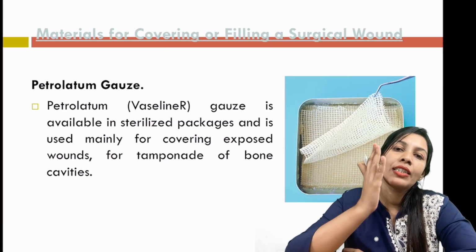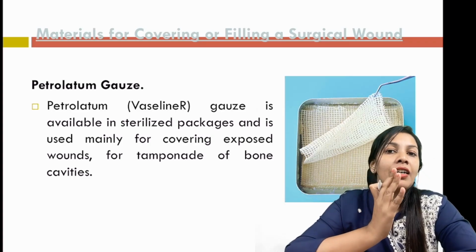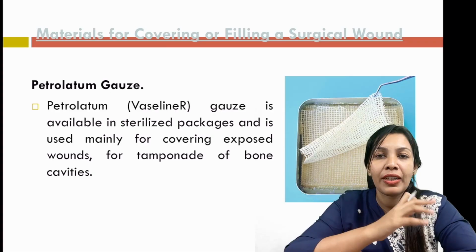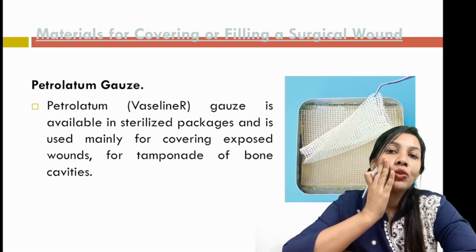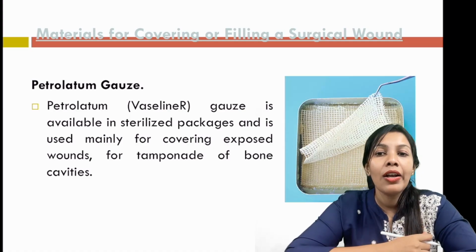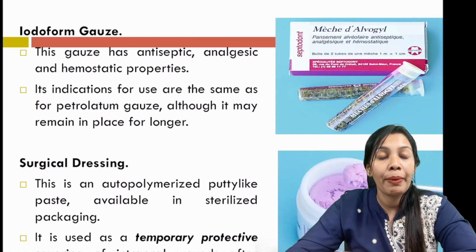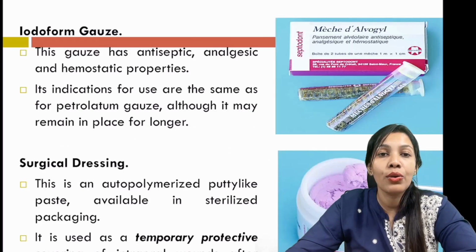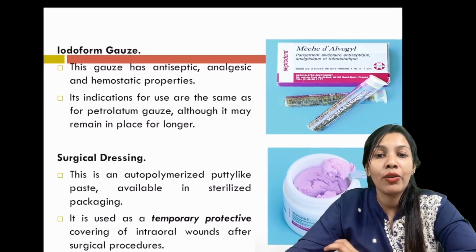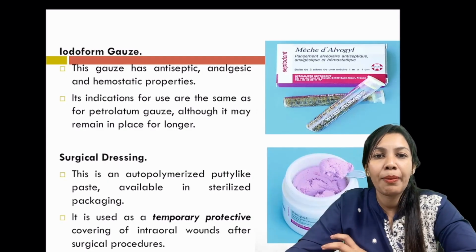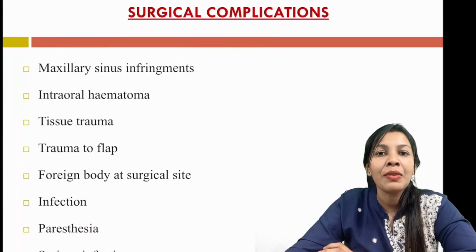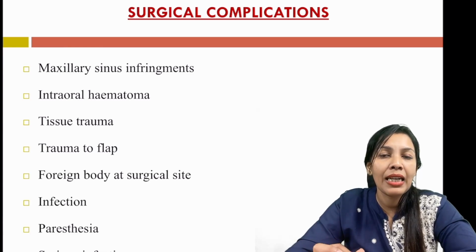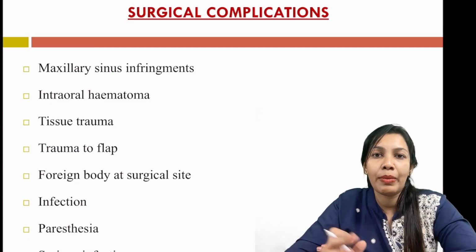Now, once the suturing and approximation is done, we have to give a surgical wound filling. Normally, petroleum gel, lactone gauze, or iodoform gauze is used. Surgical dressing is given for temporary protection so that the patient will be recalled after that. So these are the materials which we place on the surgical site, and the patient will be left off.